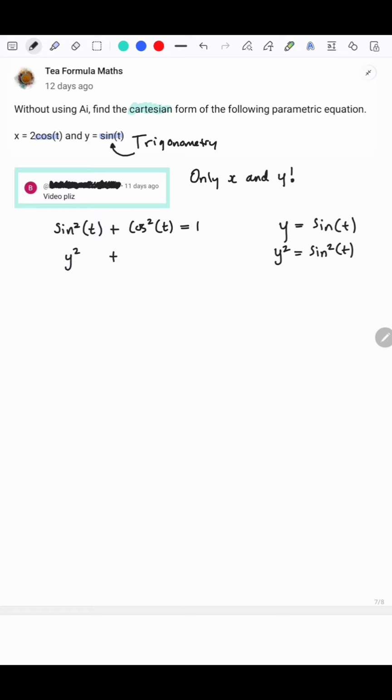Now, cos squared t we're going to get from the other one. So if x equals 2 cos t, we divide both sides by 2, and we'll get cosine t. And we need cos squared, so we'll square both sides. So cos squared t, and this is the whole thing, like squaring this. You can square the top and the bottom separately. So that just becomes x squared over 4. So now we know what cos squared t is. We can just put it straight in.